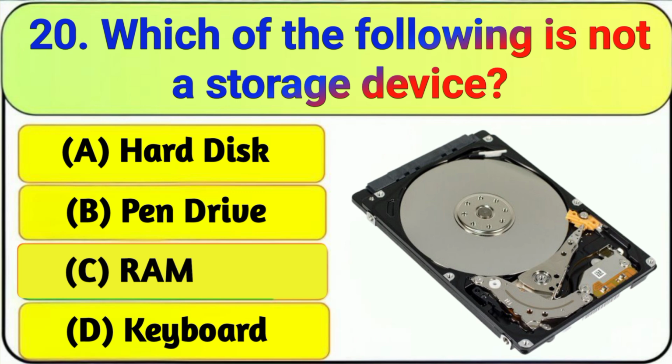Question number 20. Which of the following is not a storage device? A. Hard disk. B. Pen drive. C. RAM. D. Keyboard. Your right answer is D. Keyboard.